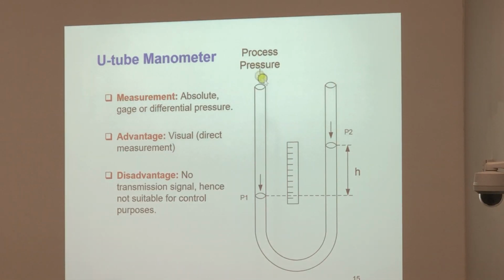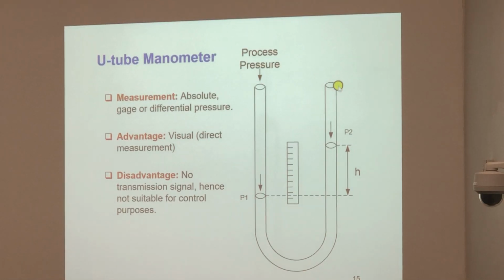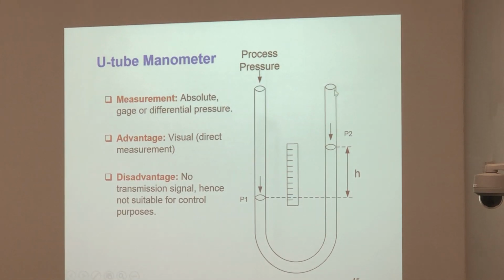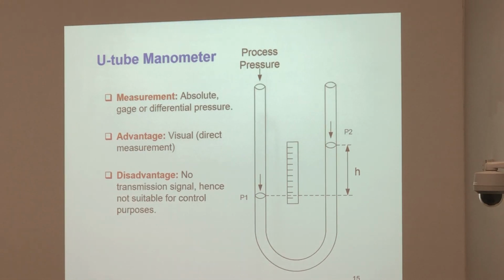Imagine this is a pipe. I connect this side to the upstream at this point, and then I connect the other side at the downstream. It means that whatever flow rate through here, the pressure will drop, so I can measure the differential pressure. But if I just apply a pressure and make the other side open to atmosphere like this, whatever I measure here is actually the gauge pressure.